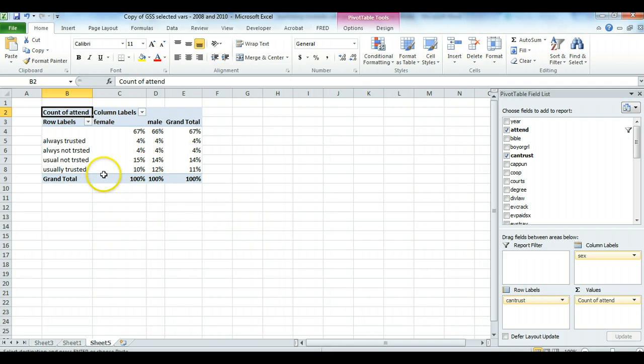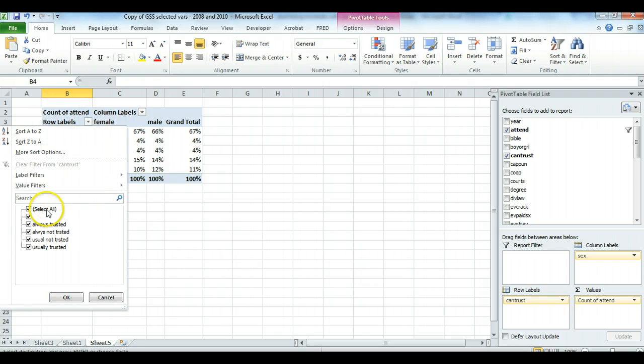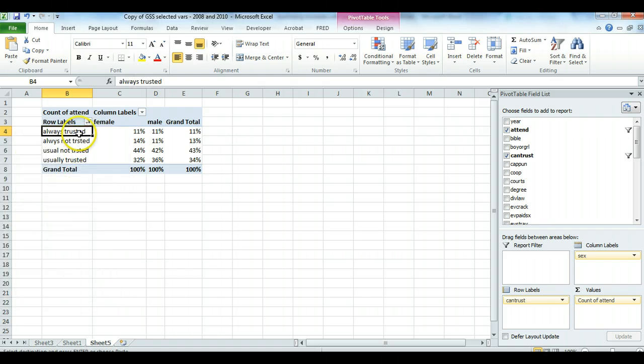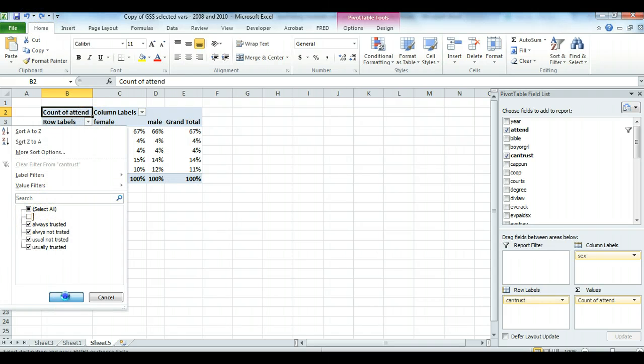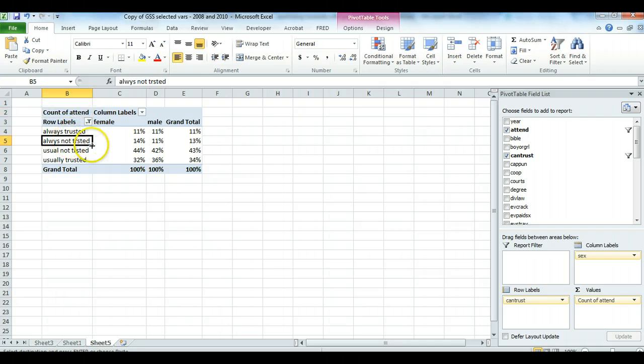Okay. And we have some of the same issues that we had before. We have the missing people, or the people who didn't answer the question. Take those people out. We have a list here that's not sorted in a logical way. So we want to go from, say, always trusted to always not trusted. Oops. Take that out again. So I'm going to Control X, Control V, always not trusted. Control X, Control V. You just want to get into a logical order.